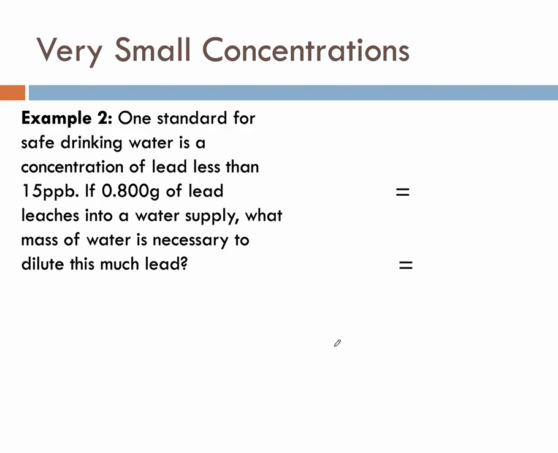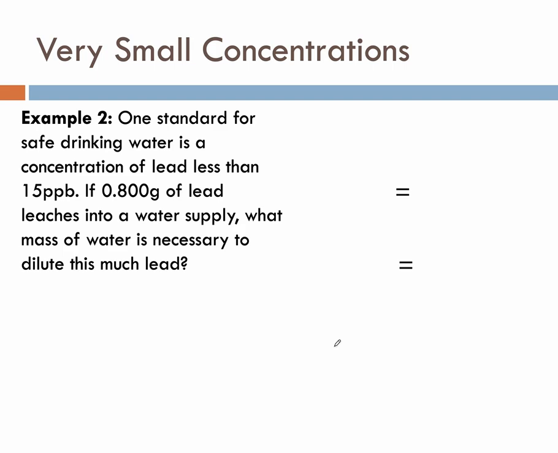All right, last example. So one standard, and there's actually a few different ones here. Some organizations actually recommend just 0 parts per billion of lead in drinking water. But one standard for safe drinking water is a concentration of lead that's less than 15 parts per billion.